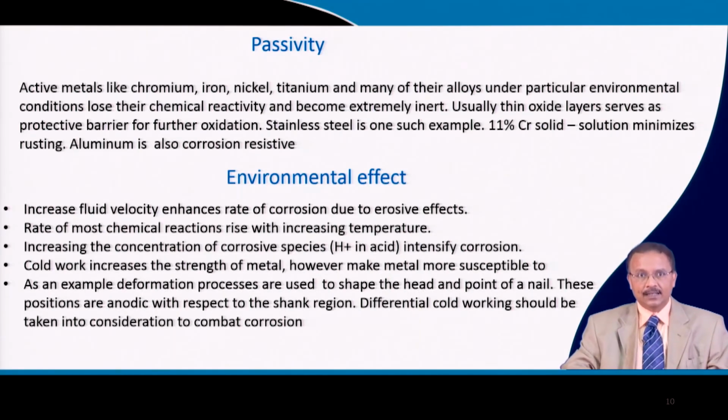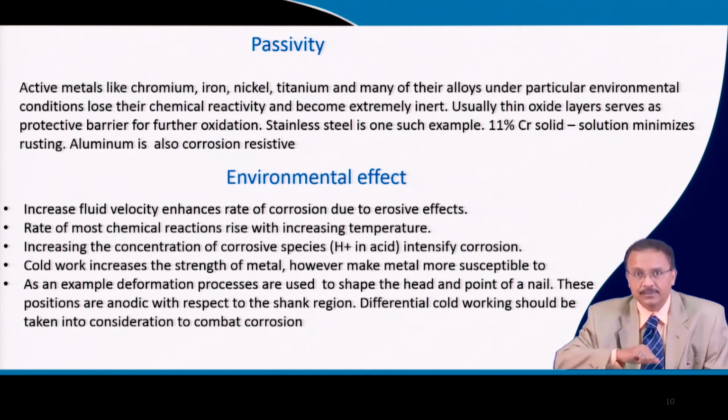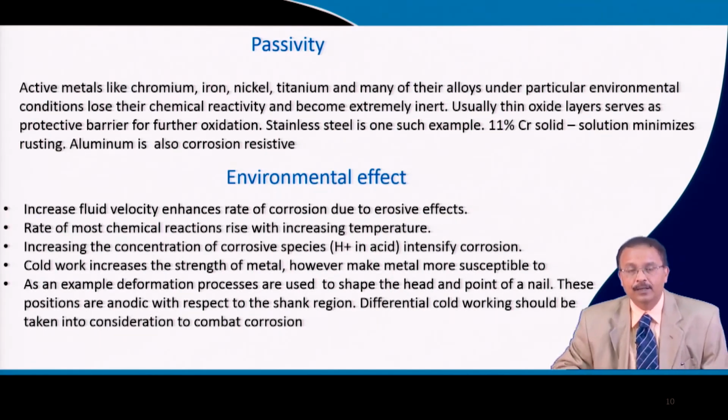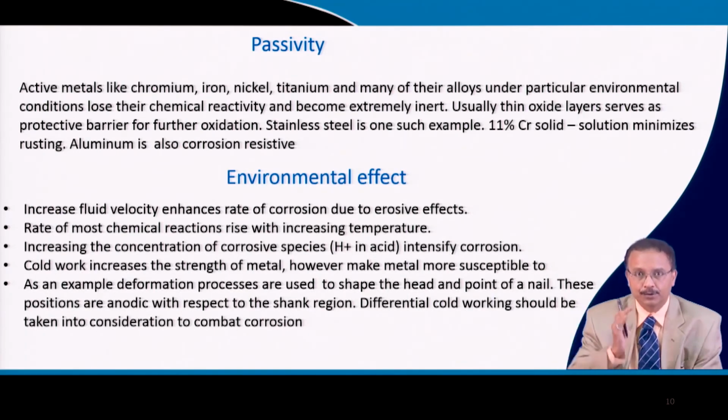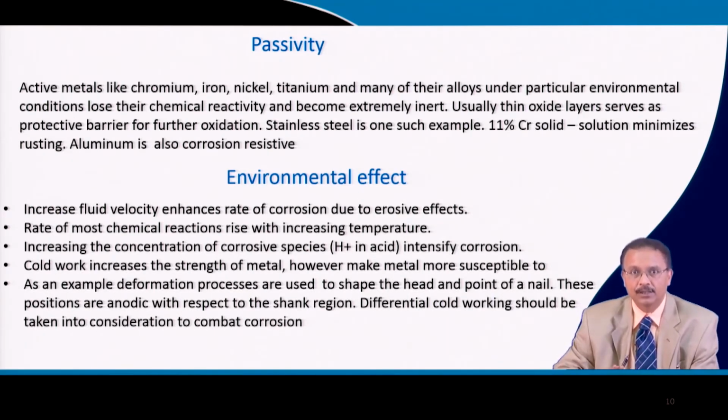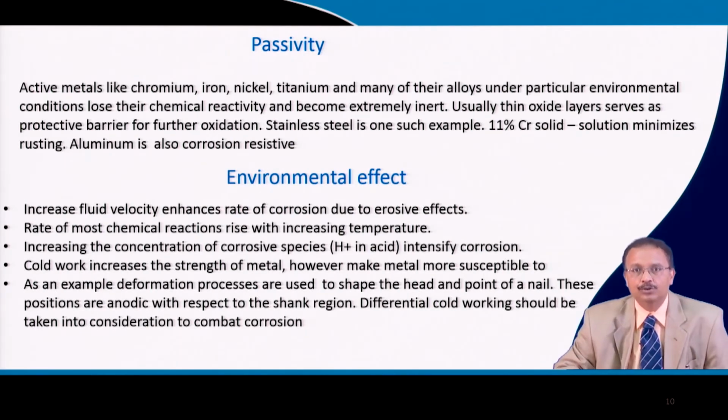As an example, deformation processes are used to shape, for example, the head point of a nail, and this is anodic in nature as compared to the shank. So, different cold working also will have to be taken into consideration. If you do the processing of the metal, particularly cold working or doing some kind of special shape forming, those areas are prone to corrosion.